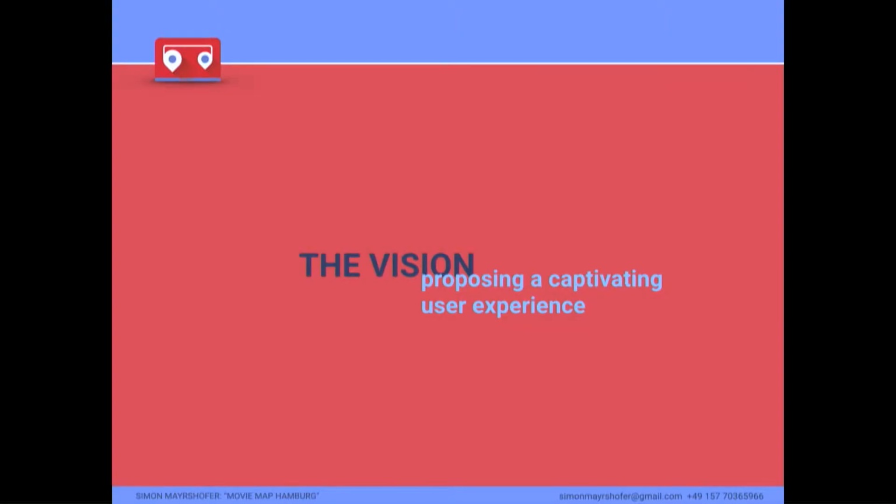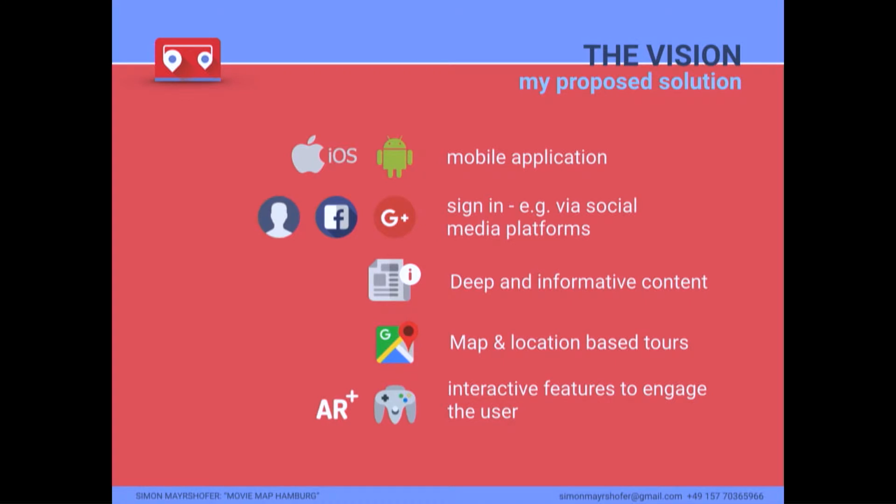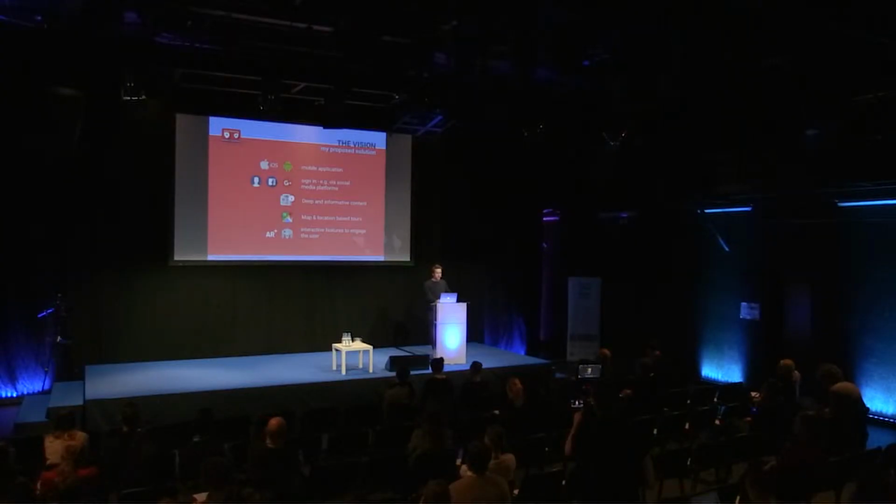So, given this challenge, I started to define my vision for an ideal solution to this problem. My proposed solution was going to be a mobile application in which the user can sign in easily, also using social media platform accounts. It was going to offer deep and informative content on many film locations that may be viewed on a map or visited when taking a location-based guided tour. Finally, the app was to include and embrace interactive features to enhance the experience and thus provide what it needs to become a fun and immersive application.